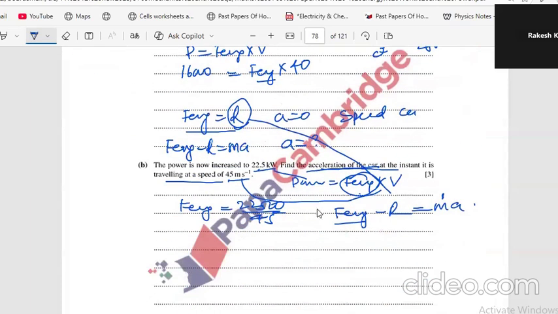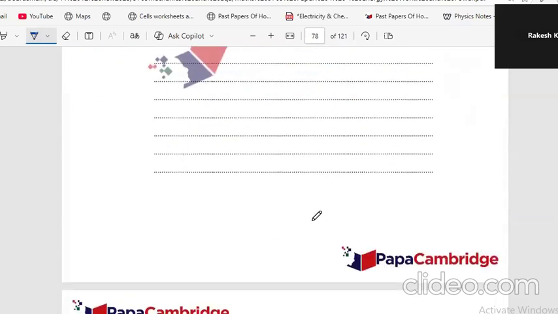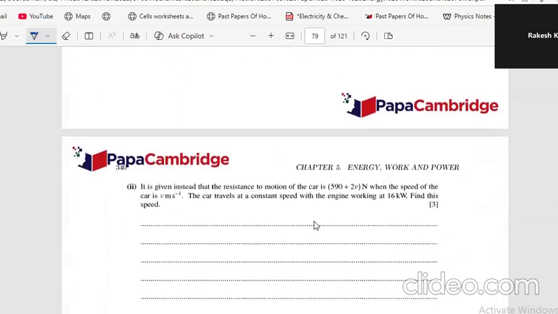So in this case, there will be two cases. One, when acceleration is zero, constant velocity. In that case, F engine and R are equal. Sometimes the F engine will be greater than R. In that case, you will have acceleration. But power can give you F engine at that velocity. In the third part, again the same thing works.